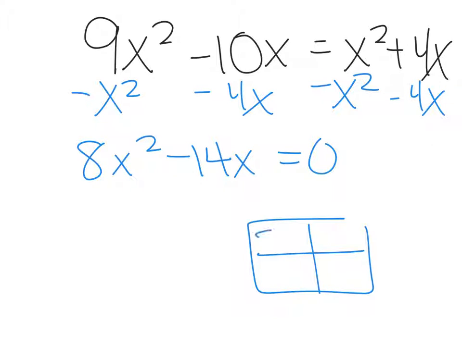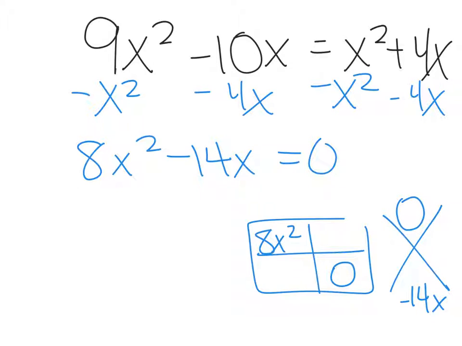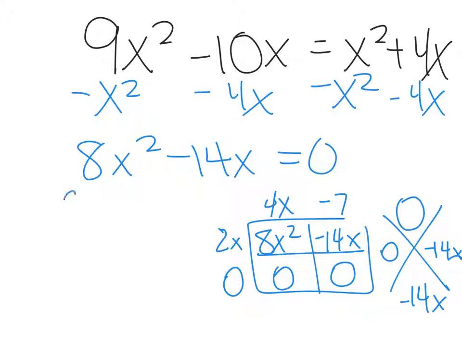So now I'm going to factor. Oh, I don't have a c term. So that's a 0. So that means I need a product of 0. So that has to be one side of 0. And the other side is just going to be that -14x. So that has to be a 0 here. And then you can do whatever you want. You can take out a 2 if you want. I'll go ahead and do that. And so we get 4x and -7.